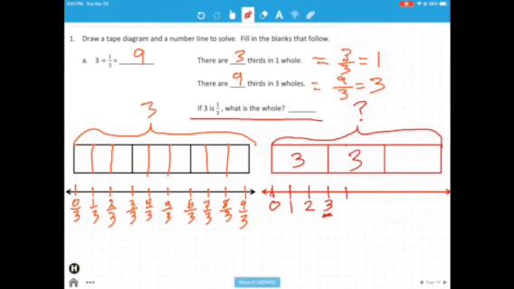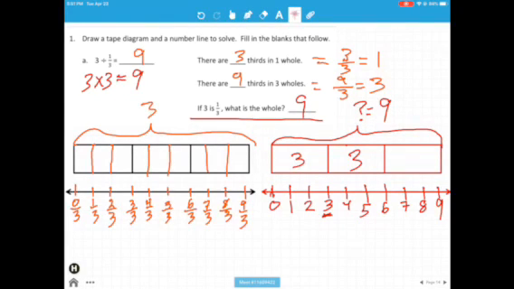So if we keep counting, we're going to have another 3 here. And that's 7. And then we'll have another 3 here. That's 9. So if 3 is 1/3, what is the whole? 9. And we would do that problem as 3 times 3 equals 9.